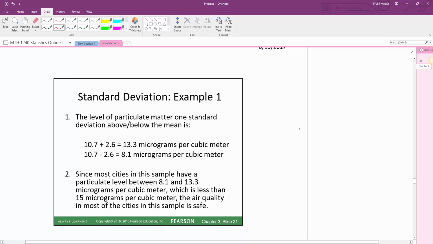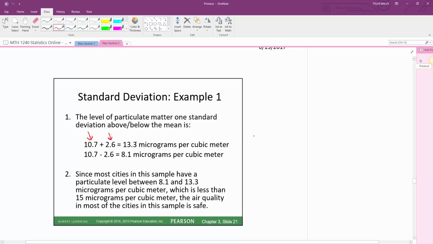So number 1, this is the level of the particulate matter one standard deviation above and below the mean. And notice that this is the standard deviation and this is the mean, so both of these have the same units, which means our answer in the end will have the same units. Standard deviation has the same units as your data values.